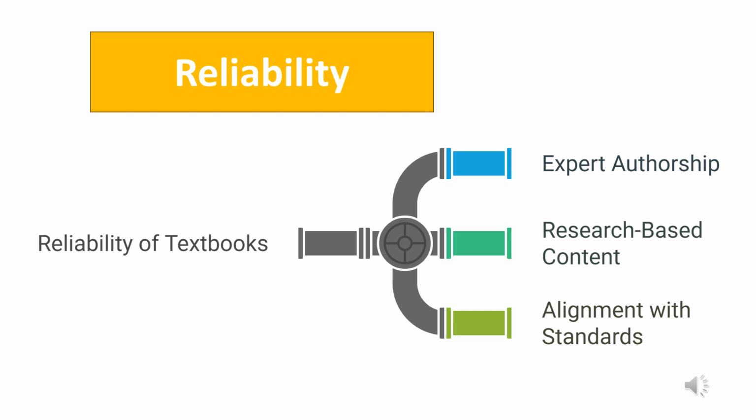Number 5. Reliability. Textbooks are often written and reviewed by subject experts, ensuring the reliability and accuracy of the information. They are often based on the latest research and effective teaching strategies. This can be particularly beneficial for schools and teachers looking to maintain alignment with educational standards.